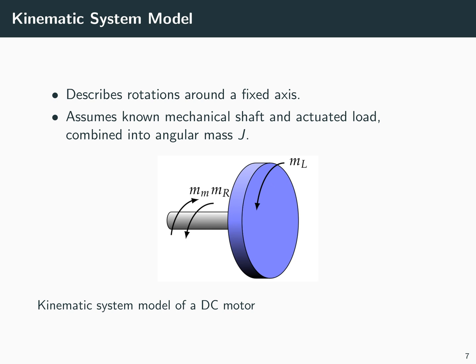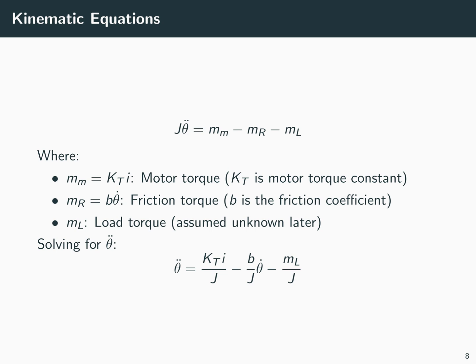Here is a diagram illustrating the kinematic system model of a DC motor. The relationship between angular acceleration and torque in the DC motor is given by the equation J times theta double dot equals the motor torque M_M minus the friction torque M_R minus the load torque M_L. The motor torque is directly proportional to the armature current, expressed as M_M equals the motor torque constant K_T times the current I.